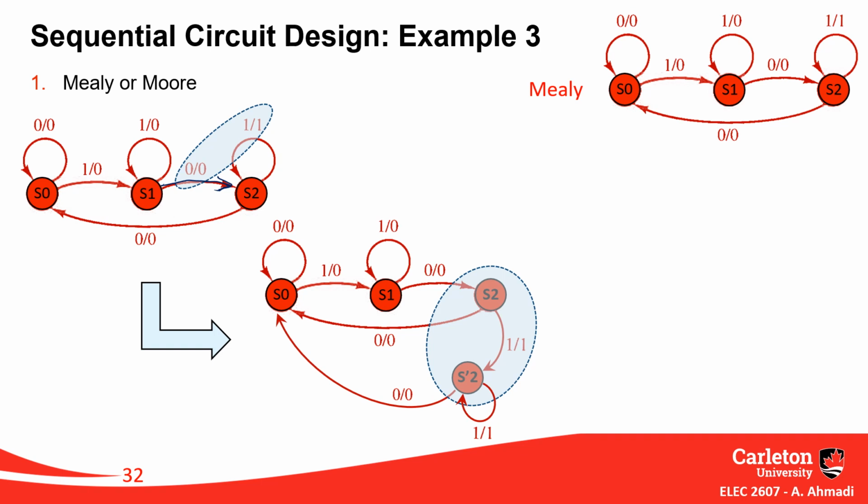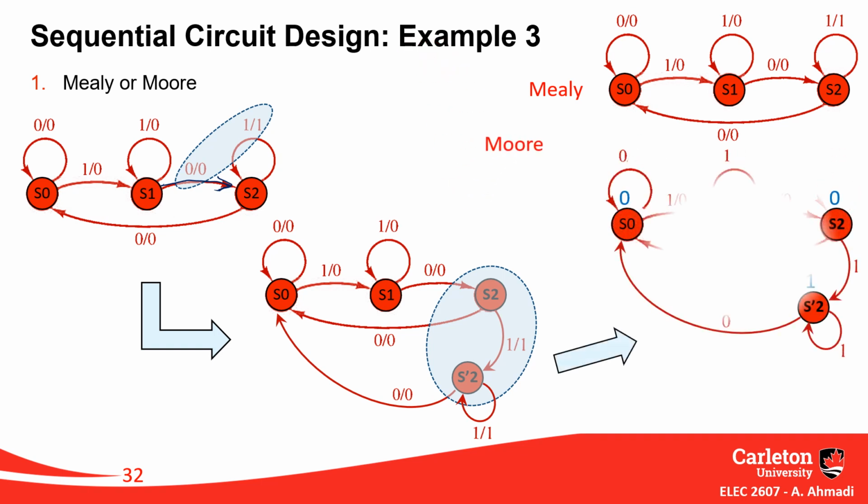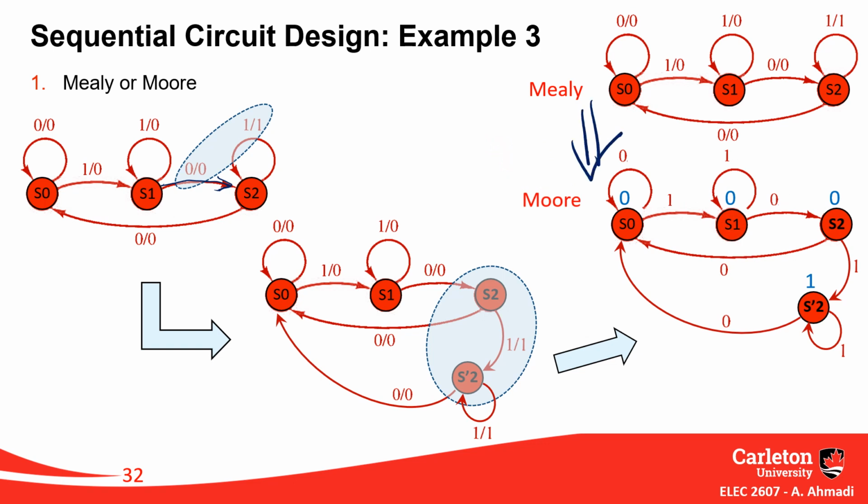S1 doesn't go to S2 and S2 prime directly. It goes to S2 and from S2 to S2 prime. And S2 prime or S2 to S2 doesn't go to S2 itself, it goes to S2 prime this time. And that gives me a Moore machine. So there will be a transform from Mealy to Moore machine like that. So this new state diagram is a Moore state diagram.